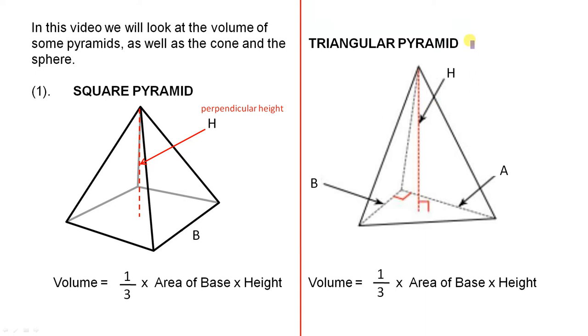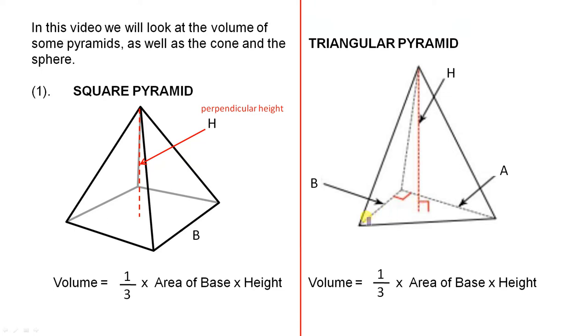We also have a triangular pyramid. So there are different types of pyramids, but I'll just look at these two. For the triangular pyramid, now the triangular base, I've just made a right angle triangle here just to make it straightforward. And here's the height again, and you can see this little symbol here, which means the height is perpendicular to the base.